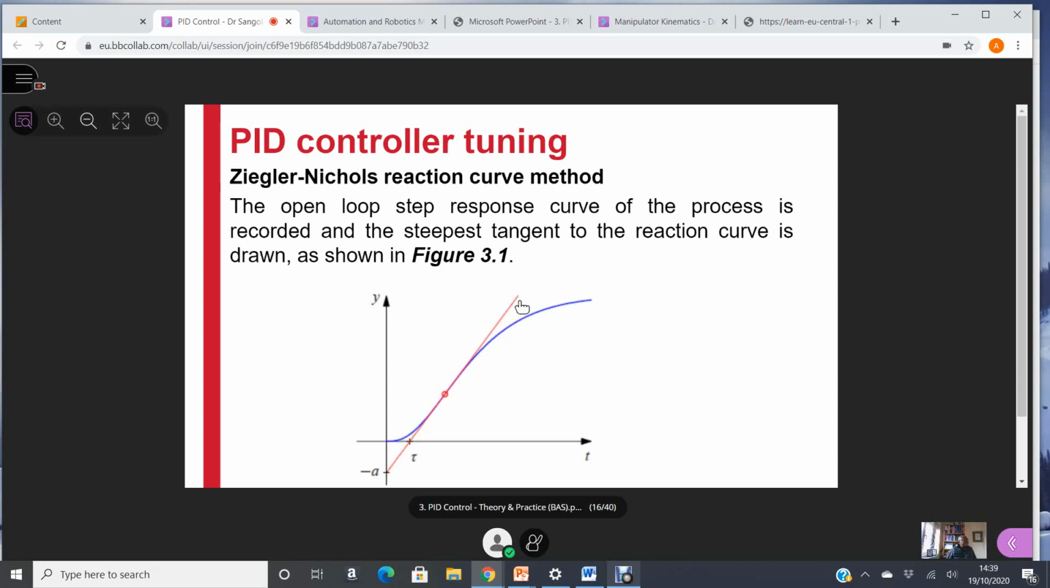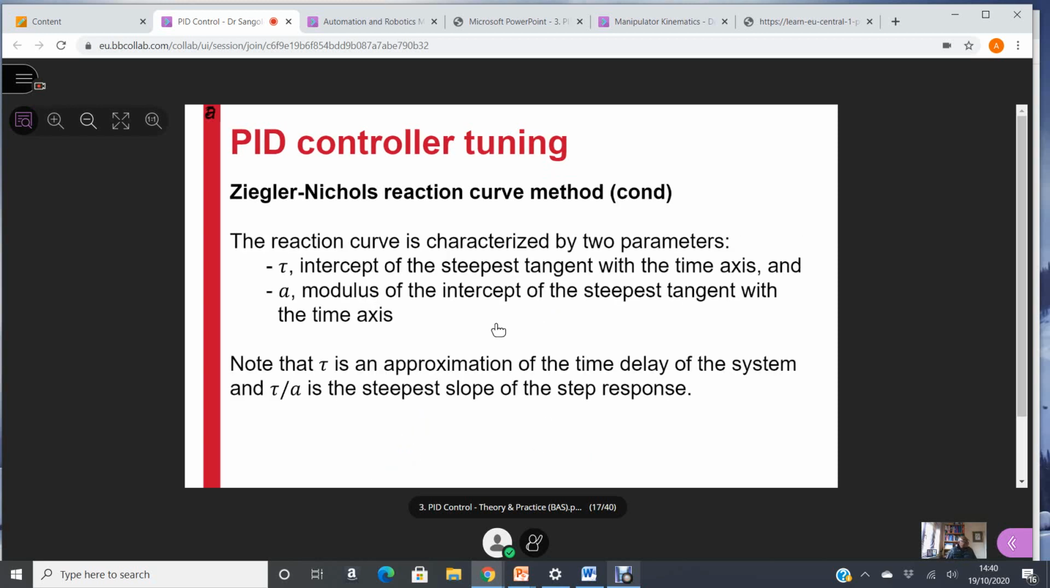Remember that line is a tangent to the curve around the area where the curve is steepest. Once you draw that line of steepest slope, or tangent, then two intercepts give you your tau and A. The intercept on the time axis gives you your tau, and your intercept on the y-axis, which will generally be a negative intercept, is the distance A that you need. You get your two parameters. And once you have those two parameters, Ziegler-Nichols established the rules.